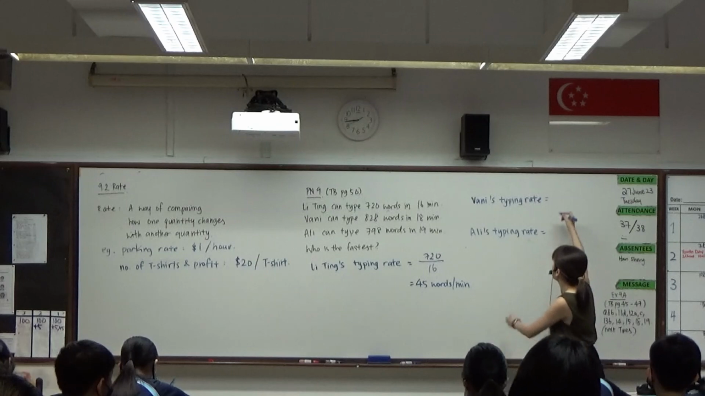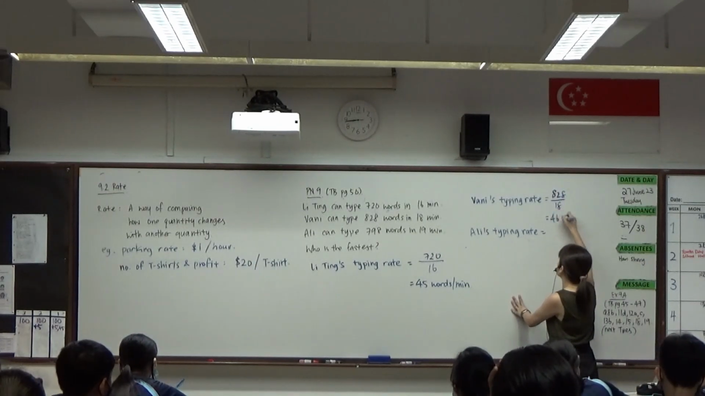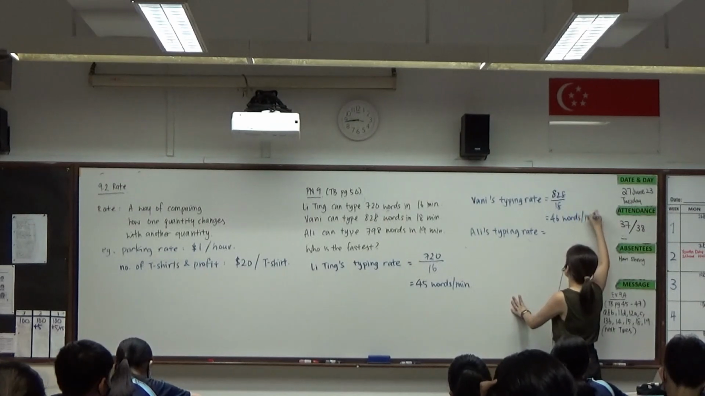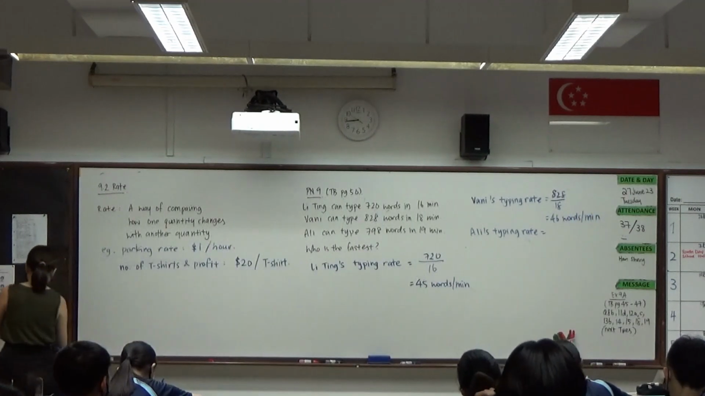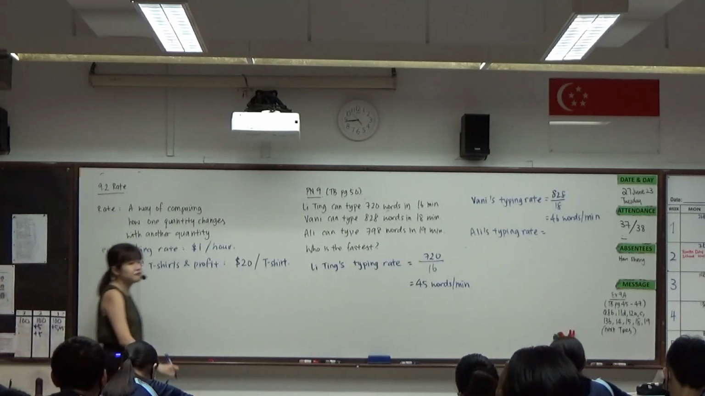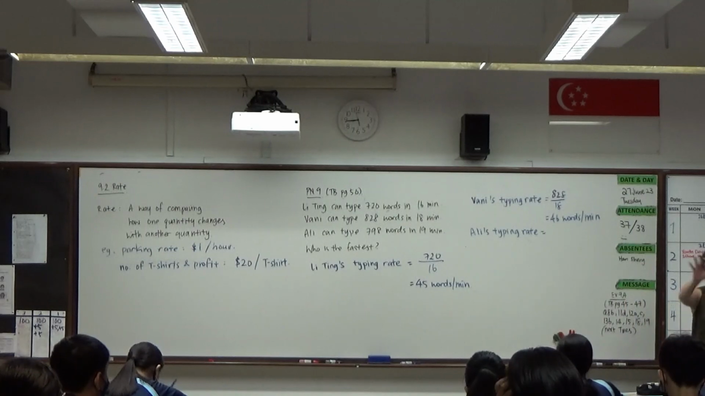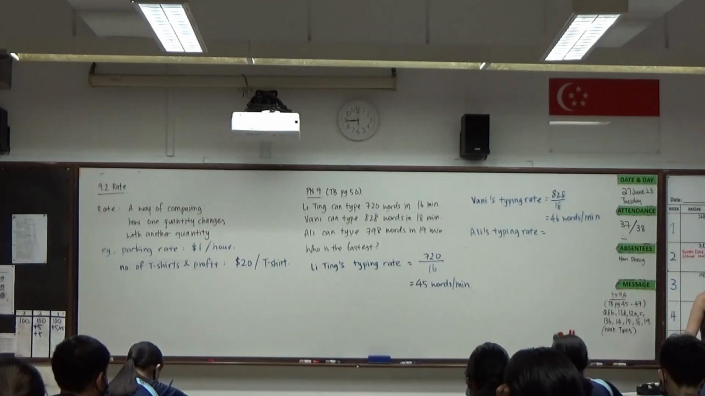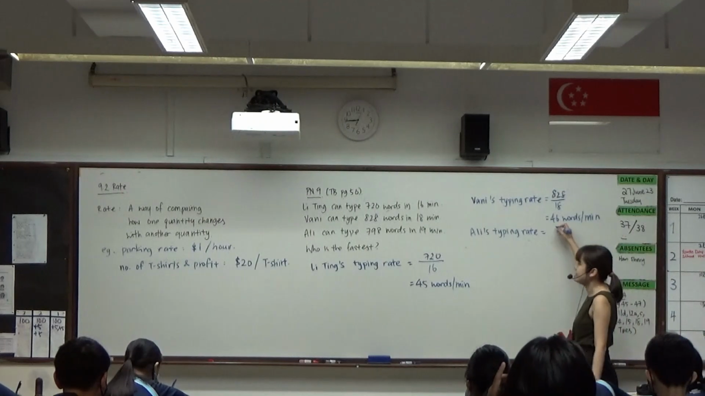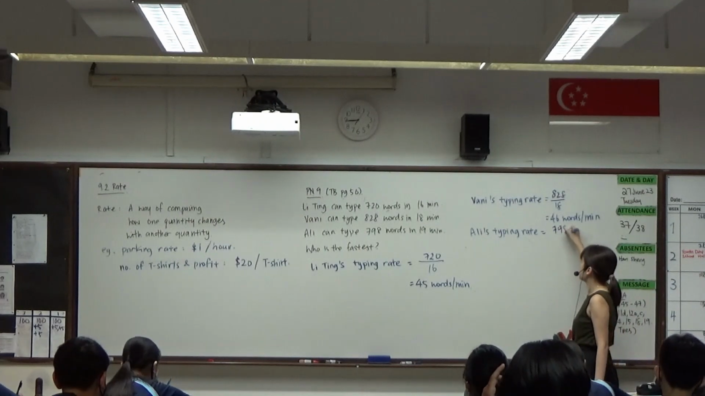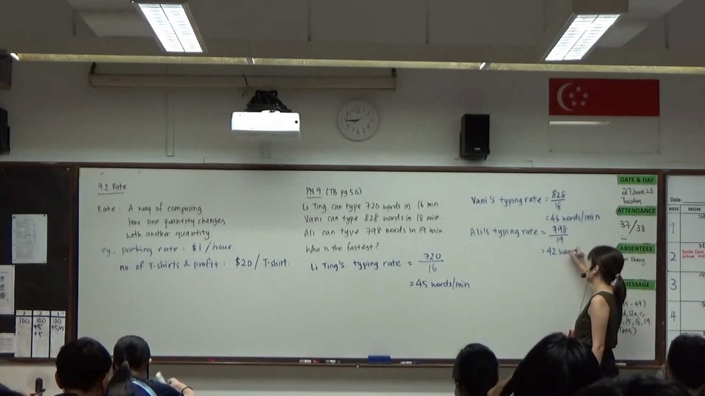338 divided by 18, and that equals 46. Okay, 46 words per minute. And then for Ali's typing rate, any volunteers? Okay, Xavier. 42, and that is from doing what calculation? Okay, and we get 42 words per minute.